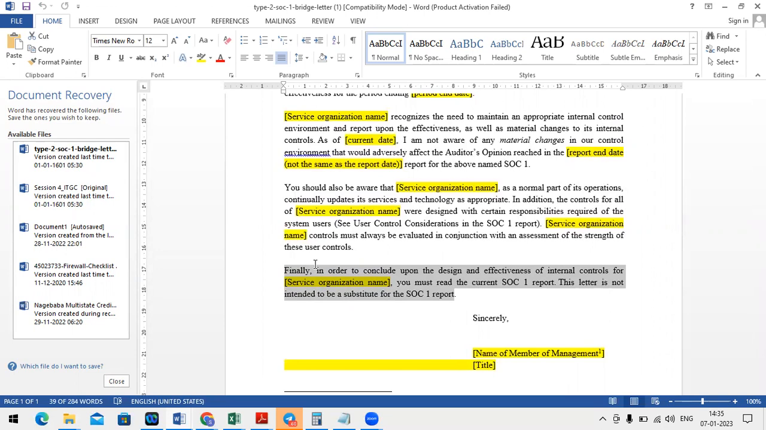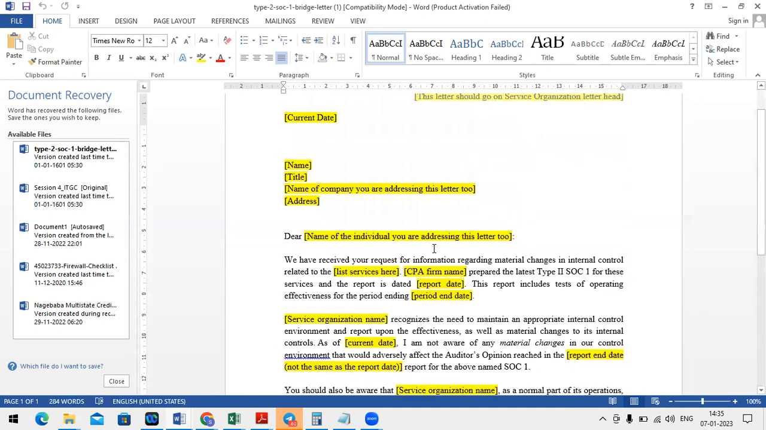So you can refer to that particular SOC 1 report which was issued last year. And for the rest, we can assure you that there are no changes made to the SOC 1 report. It is the same for the next year as well. Moreover, they are also saying that this letter is not intended to be a substitute for the SOC 1 report. You should not consider this letter as a SOC 1 report. This is only a bridge letter. The SOC 1 report will be submitted next year again in the month of September. But if you want any kind of assurance that nothing has changed, this is the letter you can consider. So this is what we call a bridge letter.